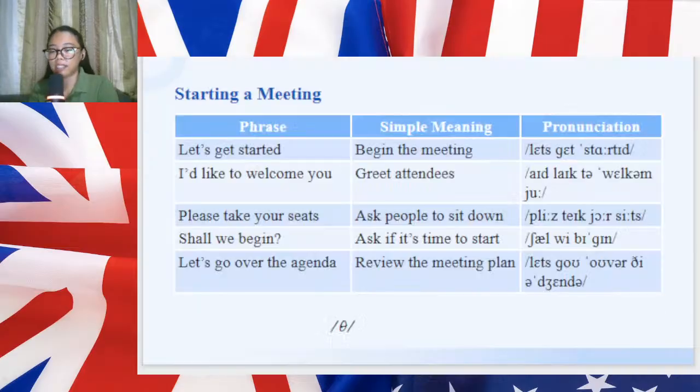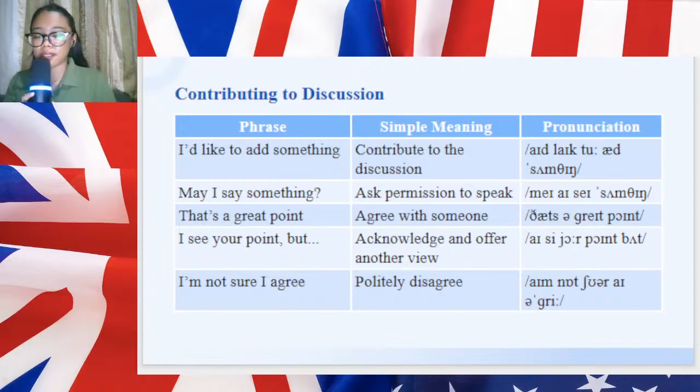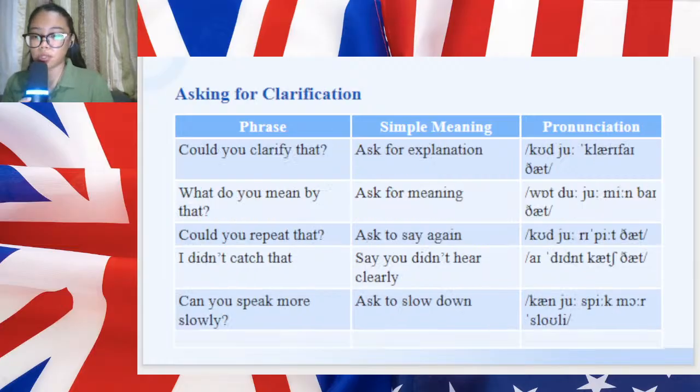All right. Let's start with the first context, which is starting a meeting. Phrases include: let's get started. I'd like to welcome you. Please take your seats. Shall we begin? Let's go over the agenda. Next, contributing to discussion context, which includes: I'd like to add something. May I say something? That's a great point. I see your point, but I'm not sure I agree.